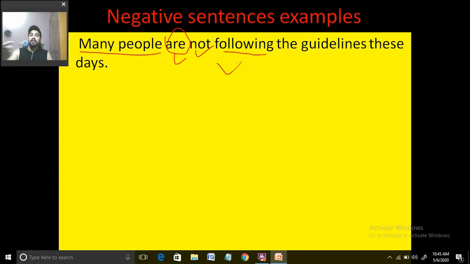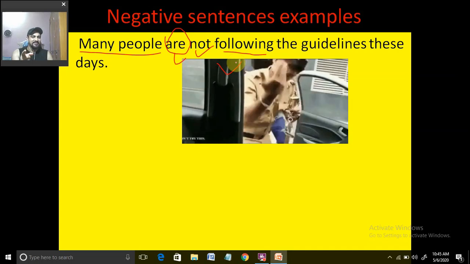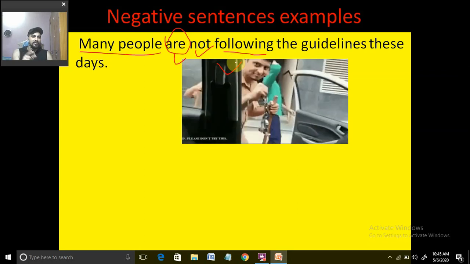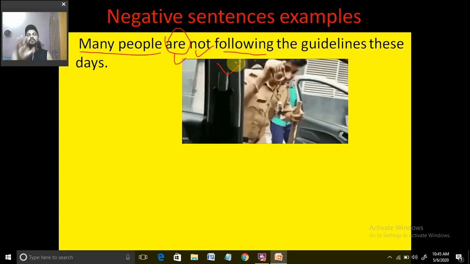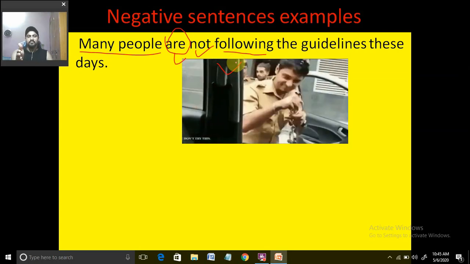Also many people are not following the guidelines these days. Okay, so many people are not following, and what is happening to them you can see in the picture. Let's see. You can see there is a person. He's saying that come out, we will get you, don't worry. Okay, if you are not going to follow us, like follow the guidelines, this will happen. So they are telling you in a friendly manner, just follow them.